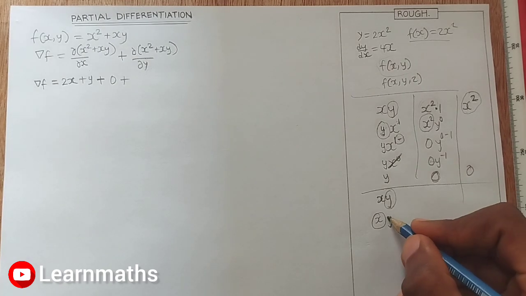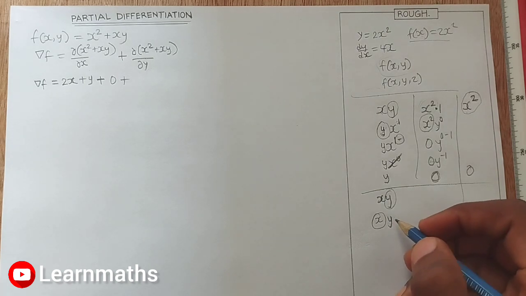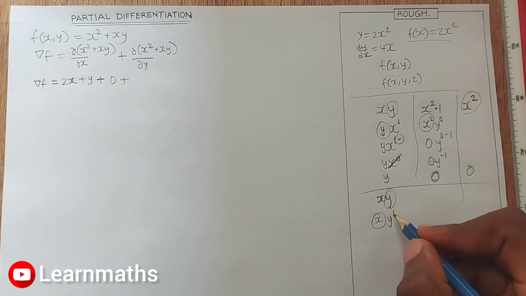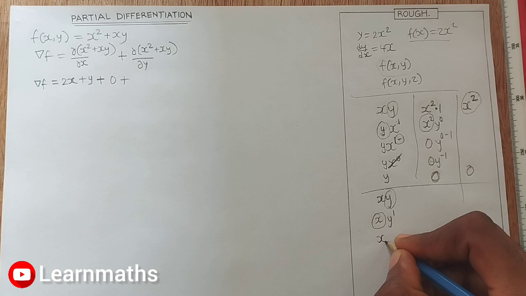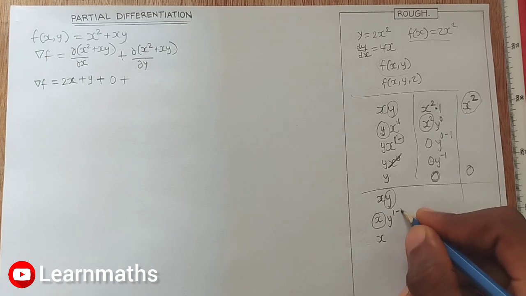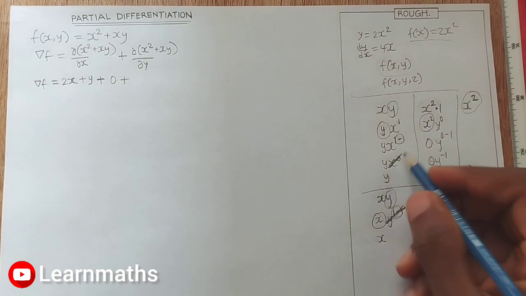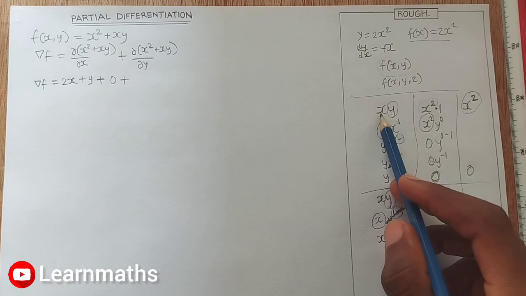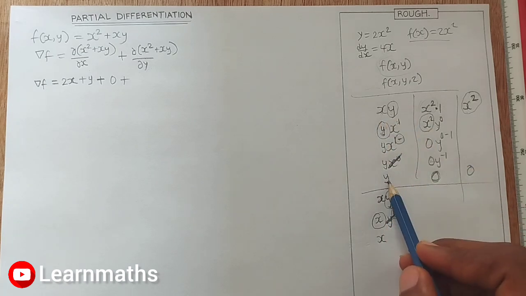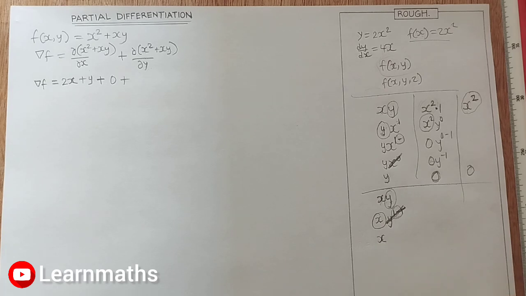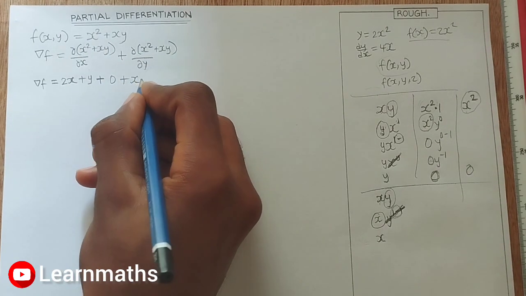Now, the variable we're differentiating with respect to is y, and the power of y here happens to be 1, right? So I'm going to multiply this power of 1 with the coefficient of x, and that's going to be x. Then I reduce this power by 1, that's going to be 0, and y is going to be eliminated the same way x was, right? So differentiating xy with respect to x gives us y, and differentiating xy with respect to y gives us x. So this is going to be x here.